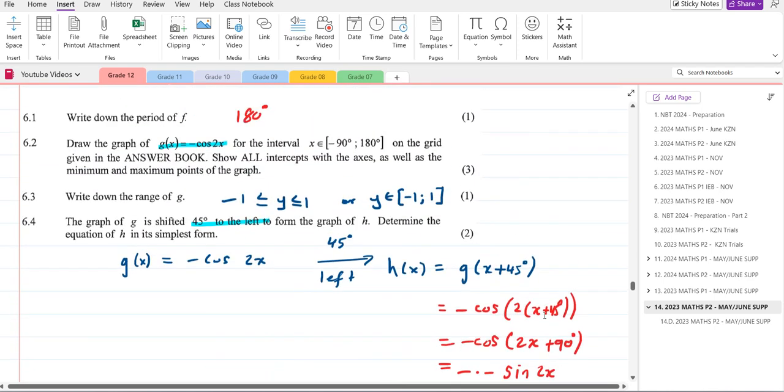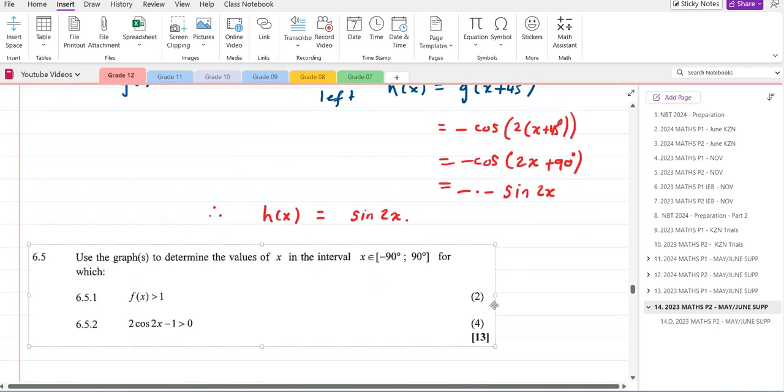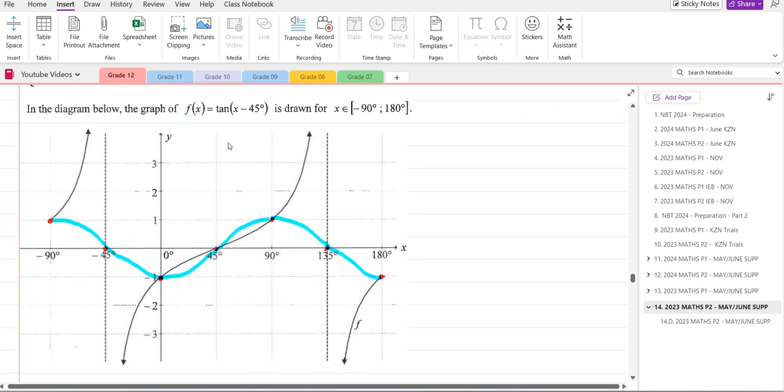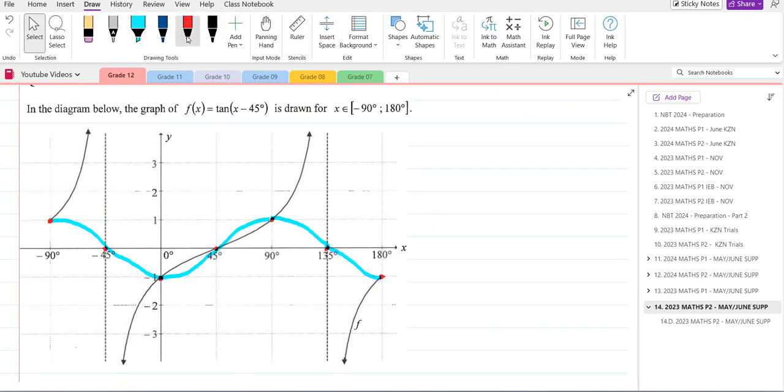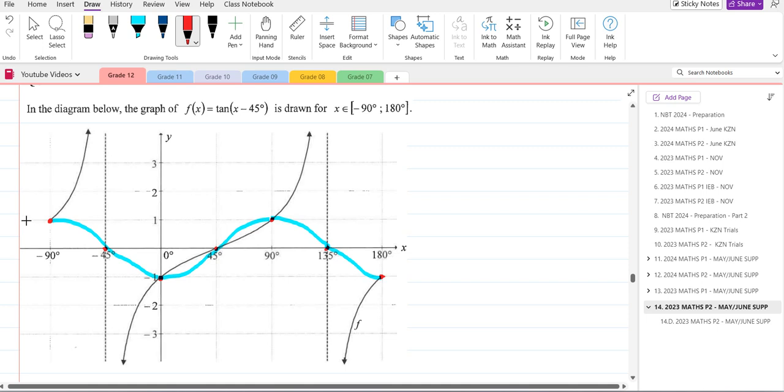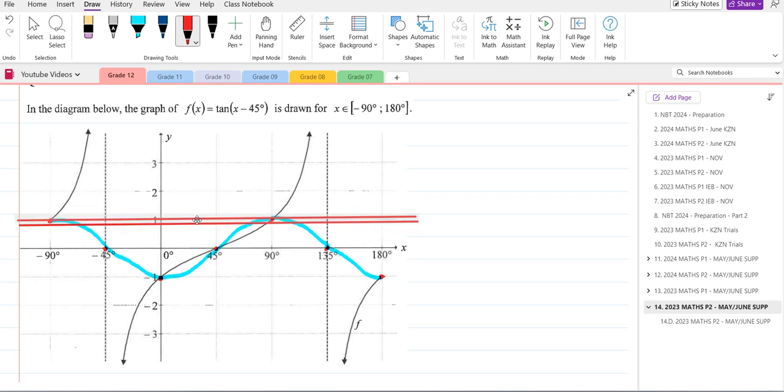Now let's solve using our graphs. Let's solve these questions. When is f of x greater than 1? In other words, we need to draw a horizontal line at 1, and when is the function above 1? That's what they're asking us. So we draw a horizontal line at 1, and when is the f graph above 1? We can see at 2 points, which is above 1 after 90 but less than minus 45. It can't be 45 because that's the asymptote. So from minus 90 to minus 45, and from 90 to 135.